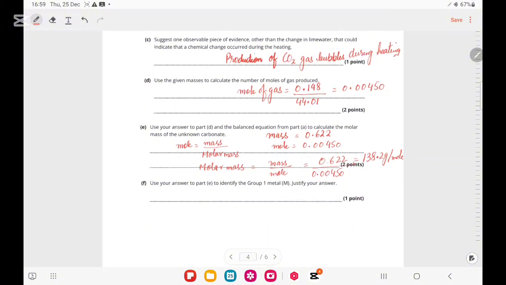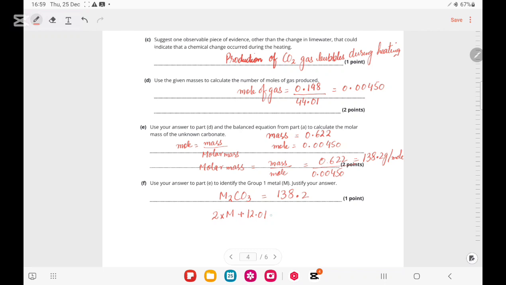Now, use your answer to part E to identify the group 1 metal. We can do that because we know M2CO3 has the total molar mass of 138.2. So you can see it is going to be 2M. So I'm going to put it like this, and carbon is going to be 12.01.